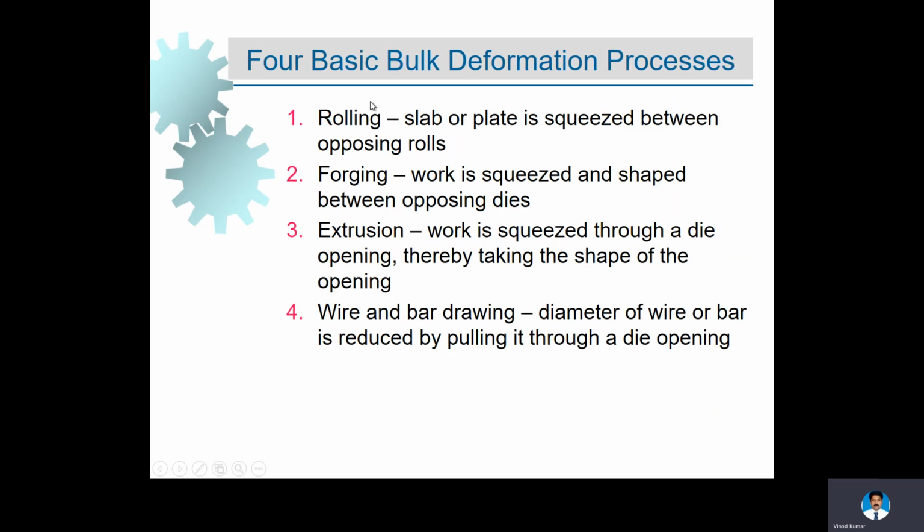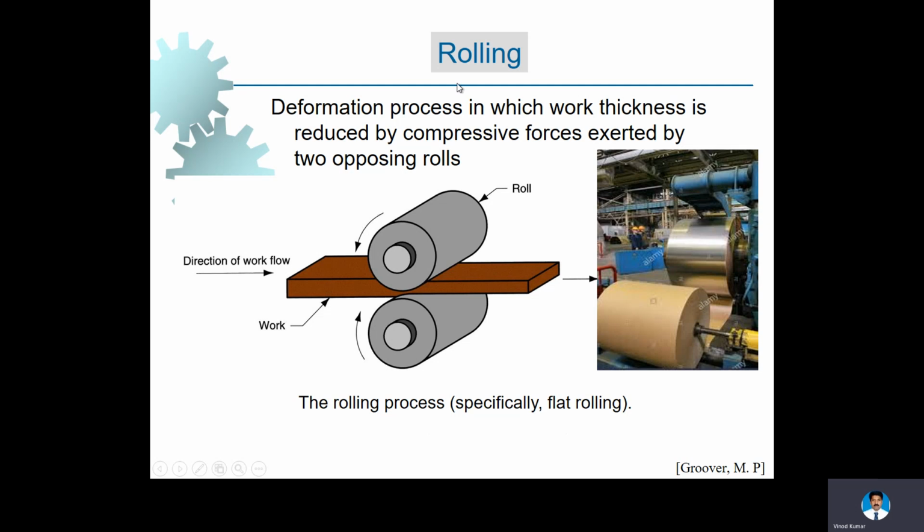Now, what are the basic bulk deformation processes? The basic bulk deformation processes are rolling, forging, extrusion, and wire drawing. Rolling means we feed the slab or plate between two rolls, and the plate or slab will get squeezed, compressed, and we get the final product. In forging, the work is squeezed between the dies, and we get the final product. In extrusion, we force the material through a die opening and we get a final finished product. In wire drawing, the diameter of the wire or bar is reduced by pulling it through a die opening to produce wires and bars.